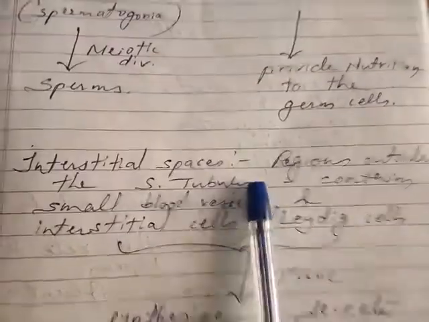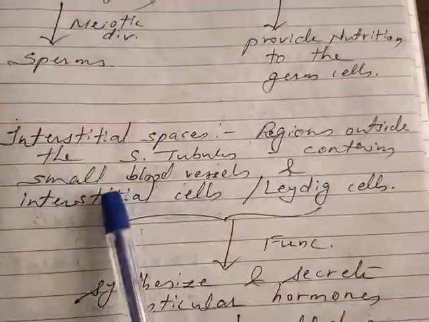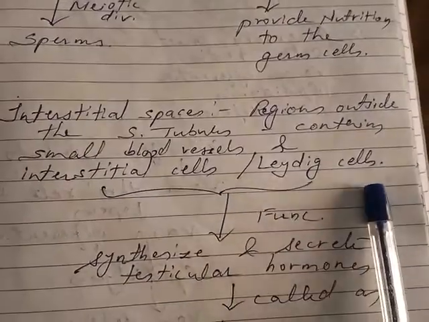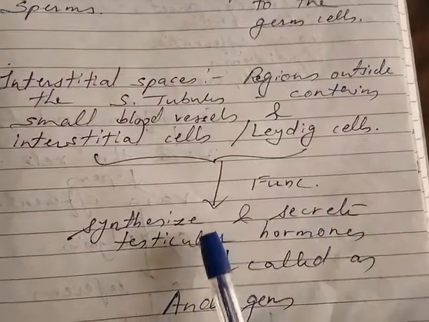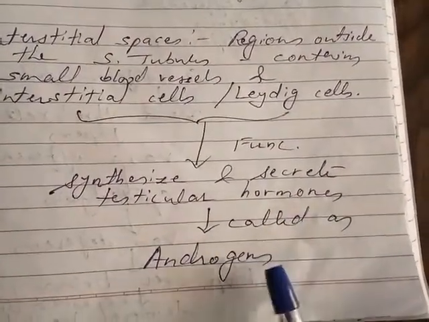Then the interstitial space, the region outside the seminiferous tubule, contains small blood vessels and interstitial cells, also called Leydig cells. The function of these is to synthesize and secrete testicular hormones called androgens.